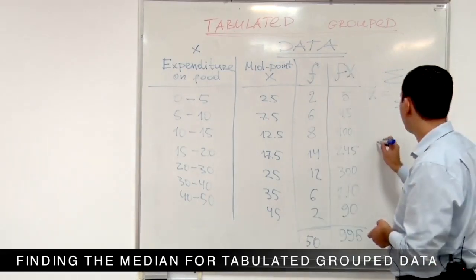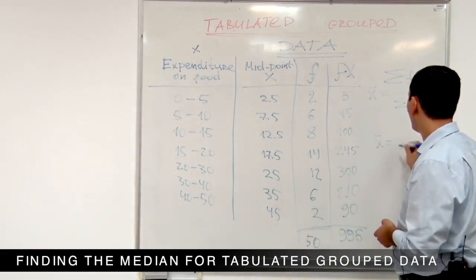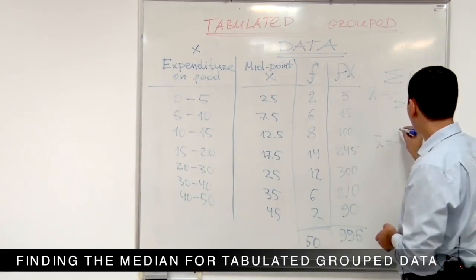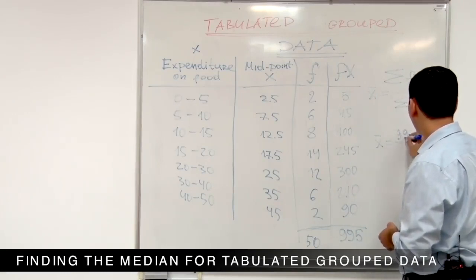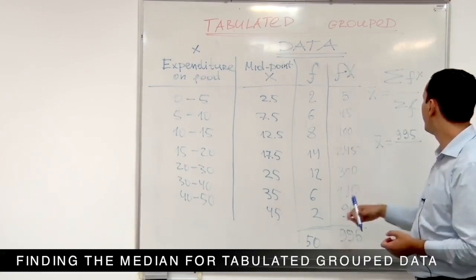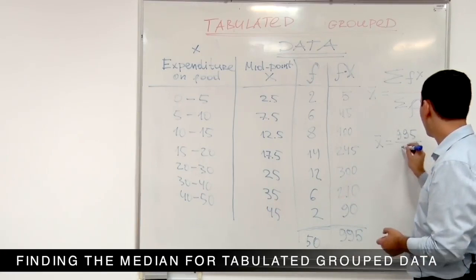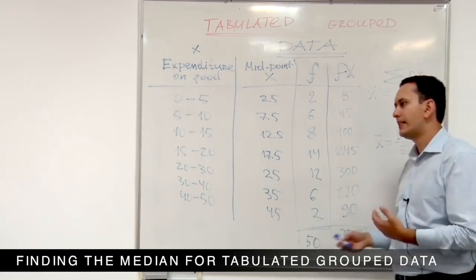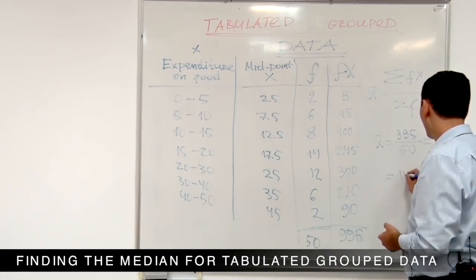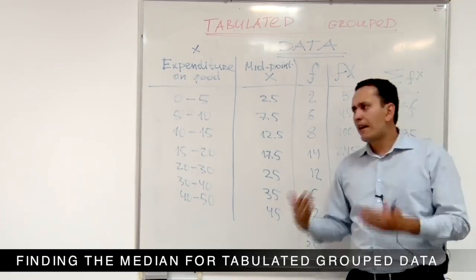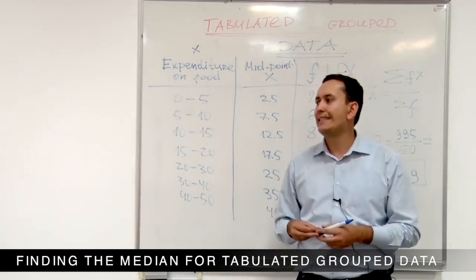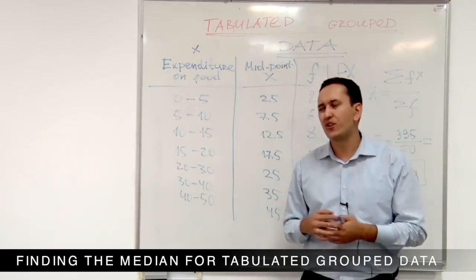To find the mean, sum of fx is 995, while sum of f is 50, and the answer is 19.9. On average, respondents spent about 19.9 pounds on their food.